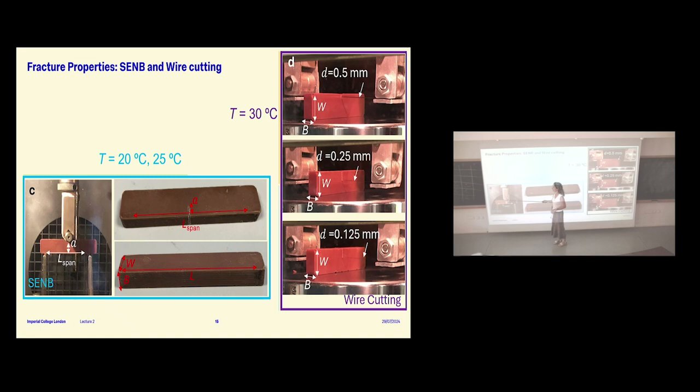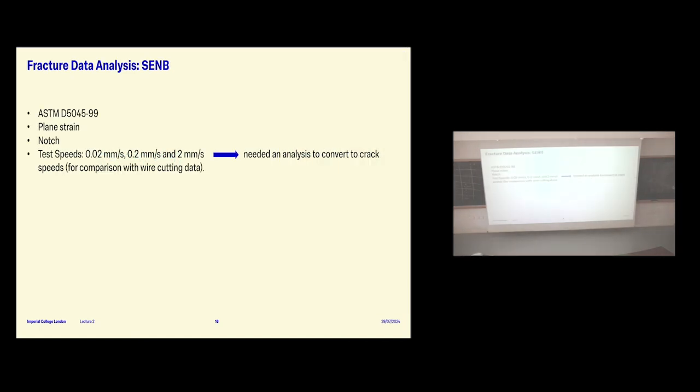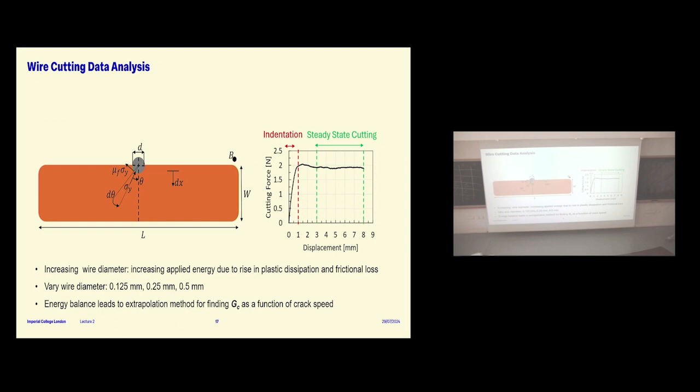And actually, you get non-uniform strain rate here. But there is an analysis you can do, and we did that to try and get the crack growth from these tests here, which are called the SENB. So we did that. I won't show any details. So this is what this says, needs an analysis to convert to crack speed for comparison with wire cutting data. For the wire cutting analysis, imagine here you have your piece that you're trying to characterize.